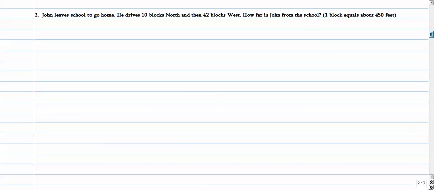Number 2. Let's read the question. John leaves school to go home. He drives 10 blocks north and then 42 blocks west. How far is John from the school if one block equals about 450 feet?